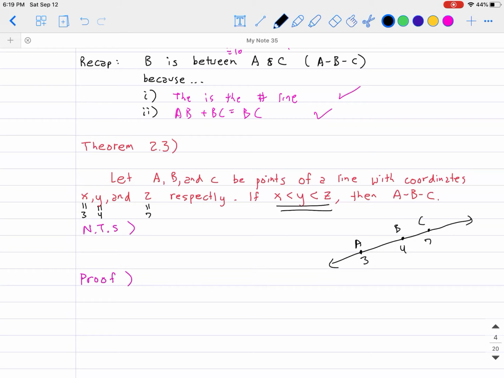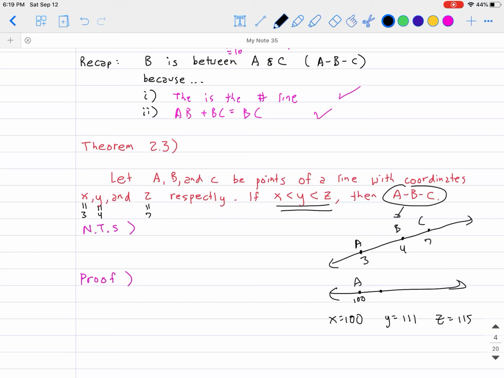But now here's the part that solidifies that order. It says that x is supposed to be less than y, which is supposed to be less than z. You can see how that works out in this case. We chose 3, 4, and 7, right? So that condition is true, and the conclusion is that B is between A and C. You can definitely see that in the picture. If you want, we can try one more time. Let's say x is equal to 100, y is equal to 111, and finally, z is equal to 115.